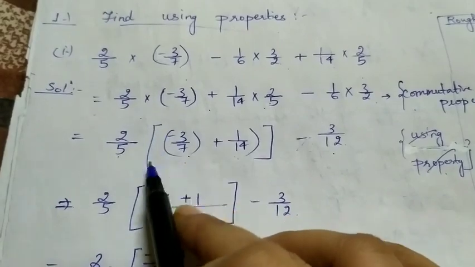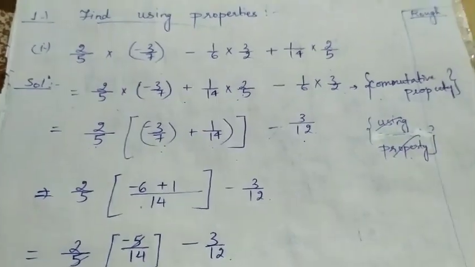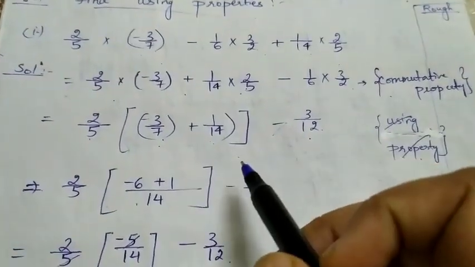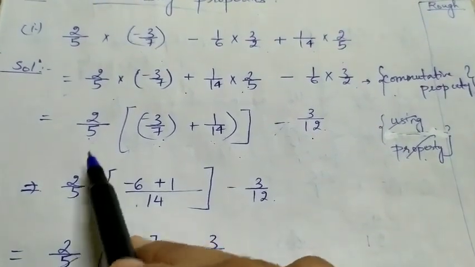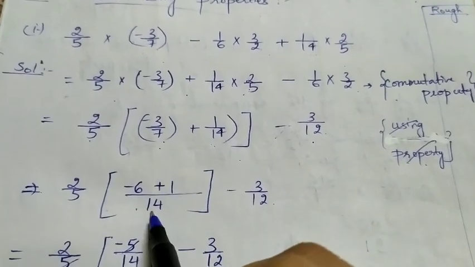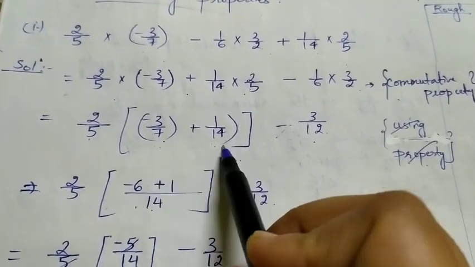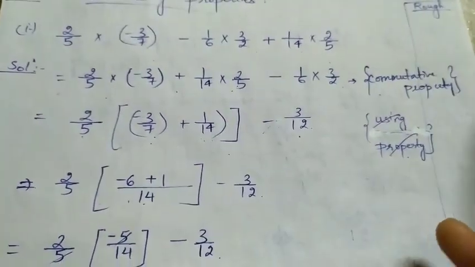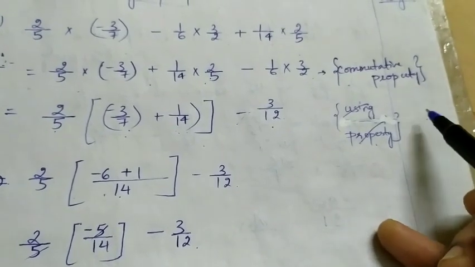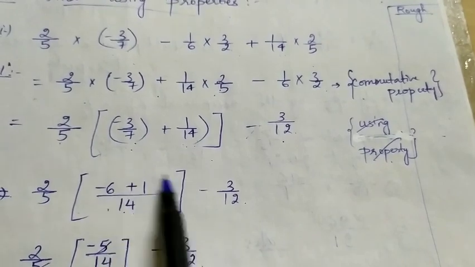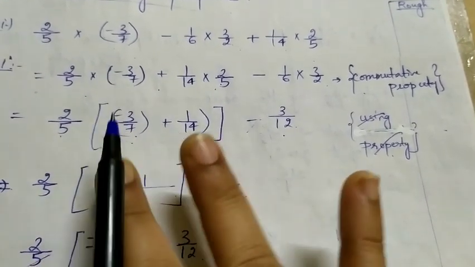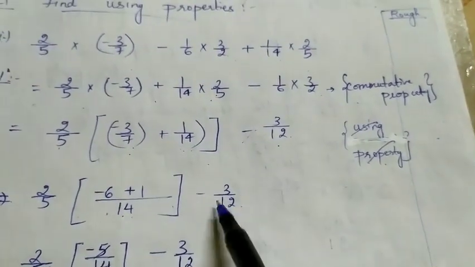We will first solve the bracket. We have studied in our lower classes that we have to follow BODMAS, so that is always there. After this, with 2 by 5, we will take the LCM. We get 14 because 7 and 14 have a small LCM, so I have not shown it here. But if you don't know how to take the LCM, you should practice it. So it is 14, and we have taken the LCM over here. I hope you know this part. And then minus 3 by 12.